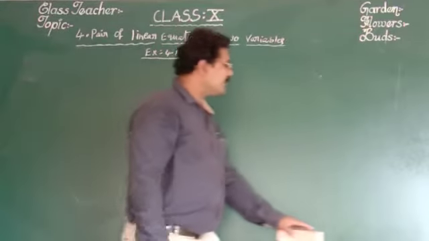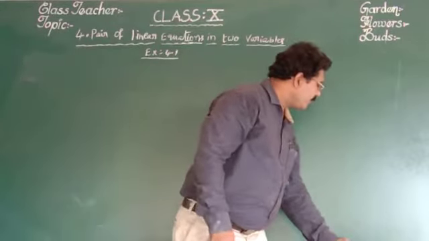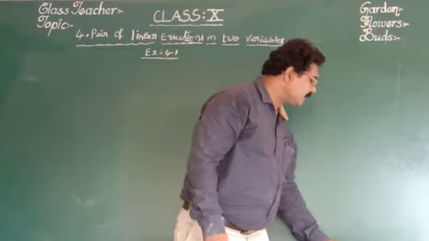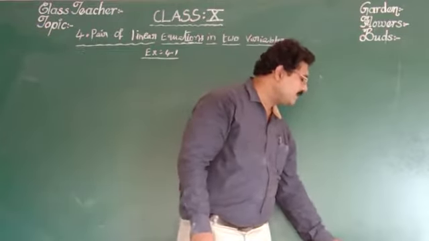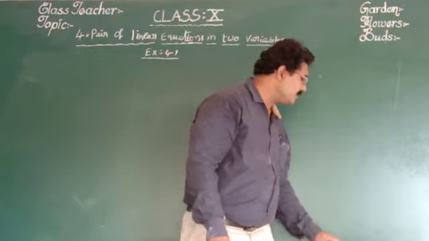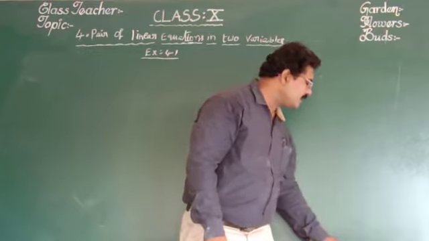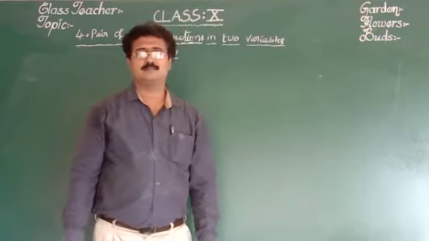And now see the next one. 5 pencils and 7 pens together cost 50 rupees, whereas 7 pencils and 5 pens together cost 46 rupees. Find the cost of 1 pencil and that of 1 pen.